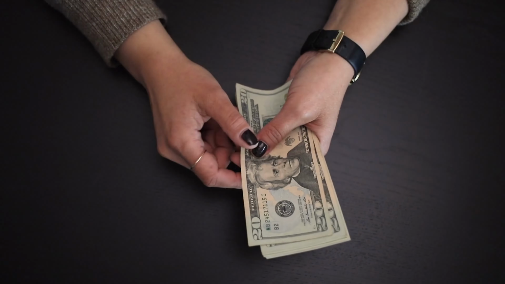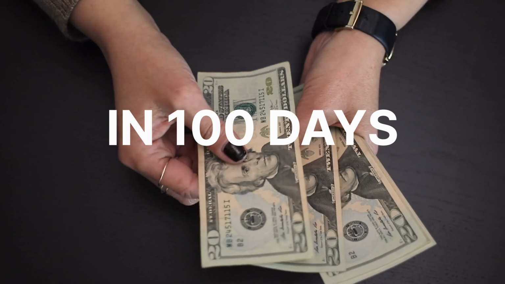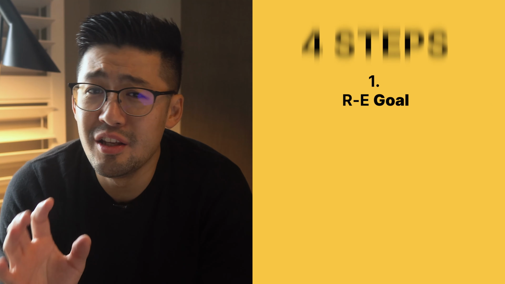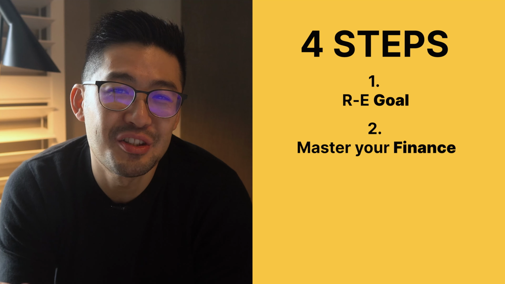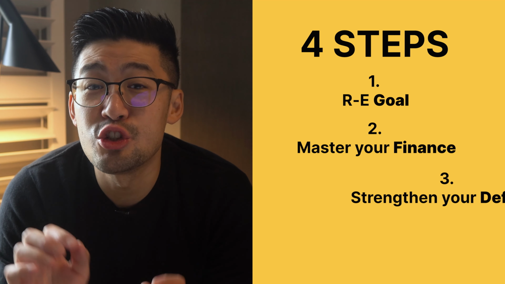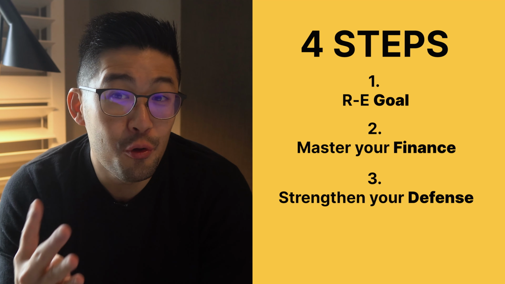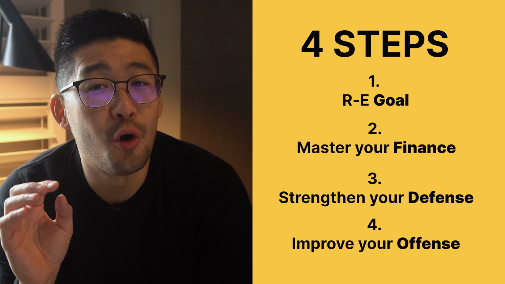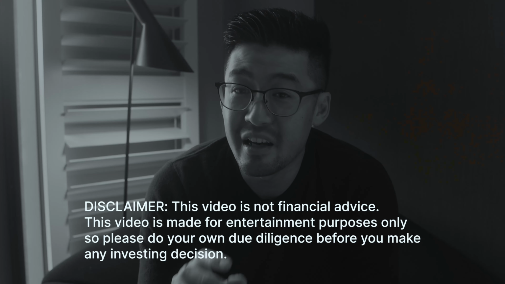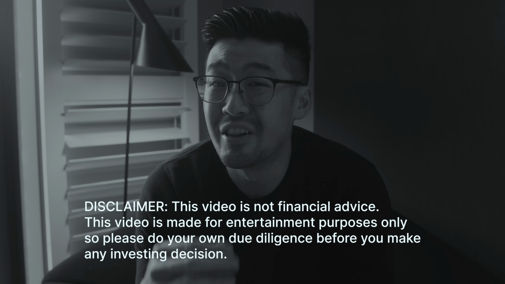Today, I will give you 4 steps to save $10,000 in 100 days. The first step is called RE goal. The second step is to master your finance. The third one is to strengthen your defense. And fourth one, you need to improve your offense. You're probably wondering, what are these 4 steps? So stick around if you would like to learn more about these 4 simple steps. Let's get straight to the video.